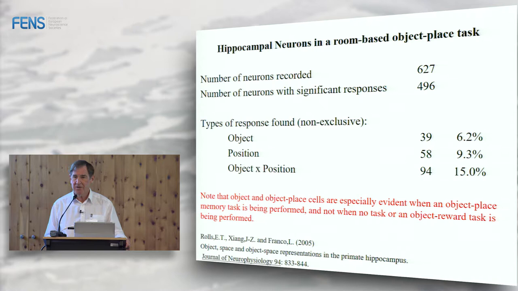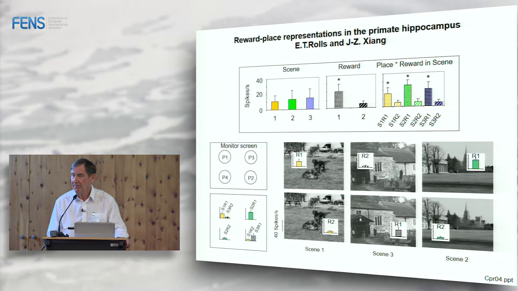So place or spatial view cells will always be there in the monkey, but you do much better if you're looking for object cells if you put your monkey at least into a memory task. Okay, so that's the bottom line, and roughly we got 6% of object cells, 9.3% of spatial view, and 15% of the combination. Object, would that mean it doesn't care where the object is? Yes, correct. It's object independent of place, thanks.